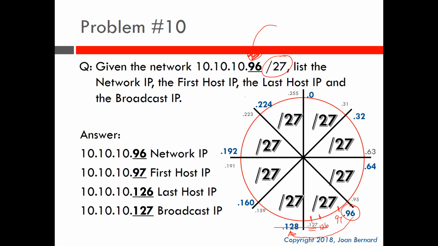So once again, the network IP is 10.10.96.0. That was given to us, right? So that was already given to us. That's where we're starting. The first host is always one more, so that's 97. I add one to it.